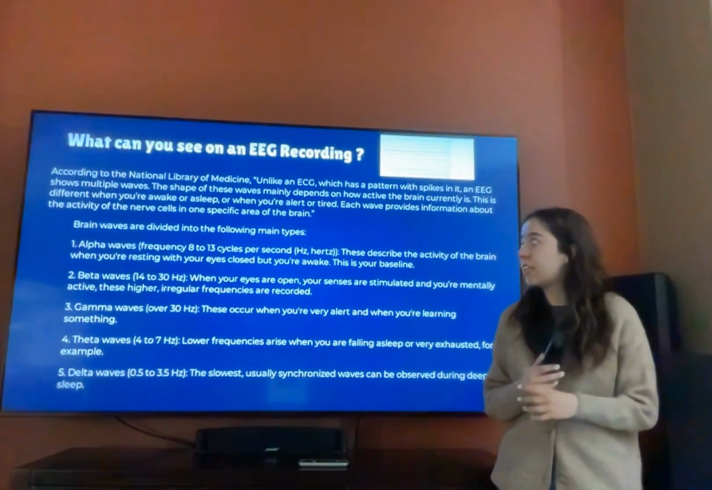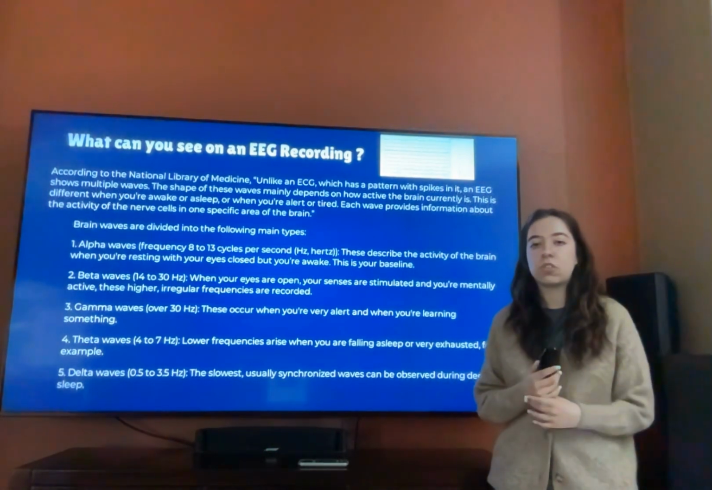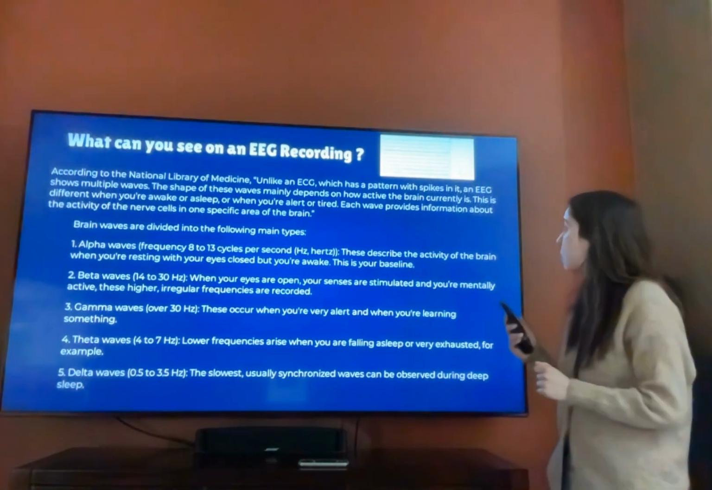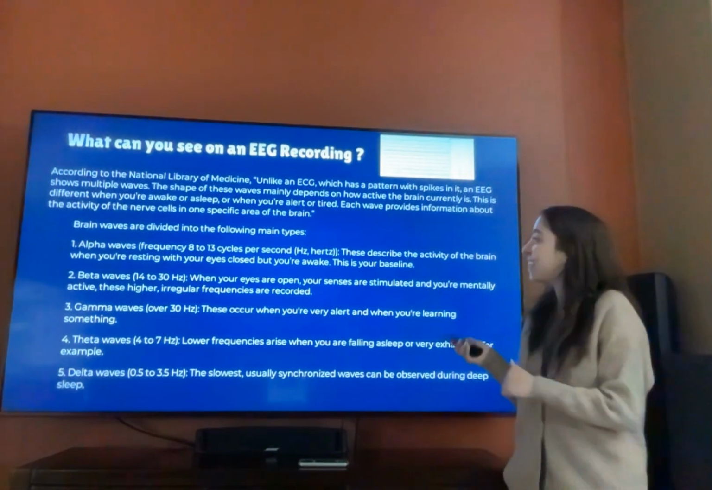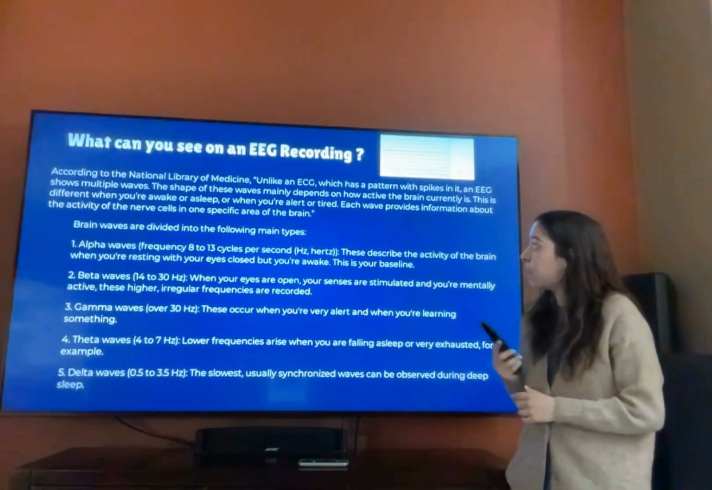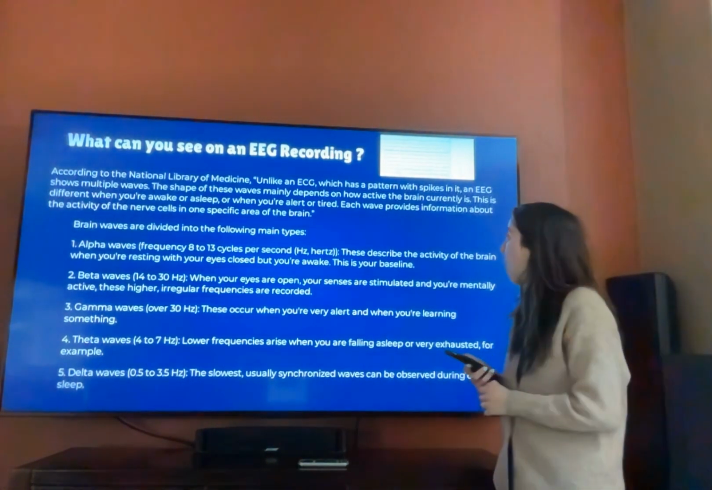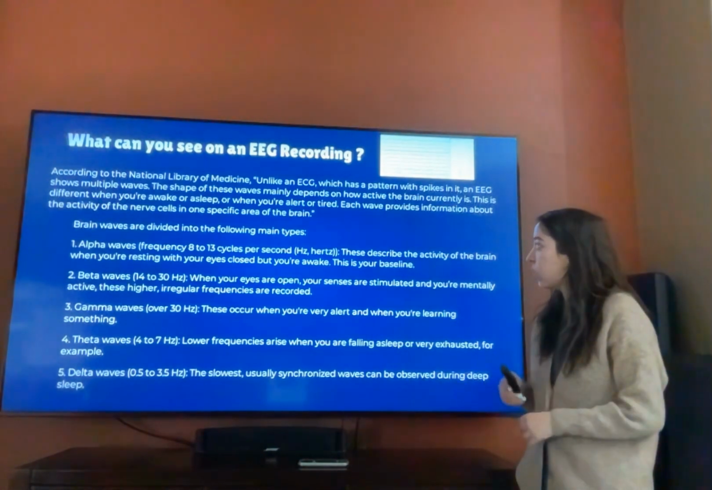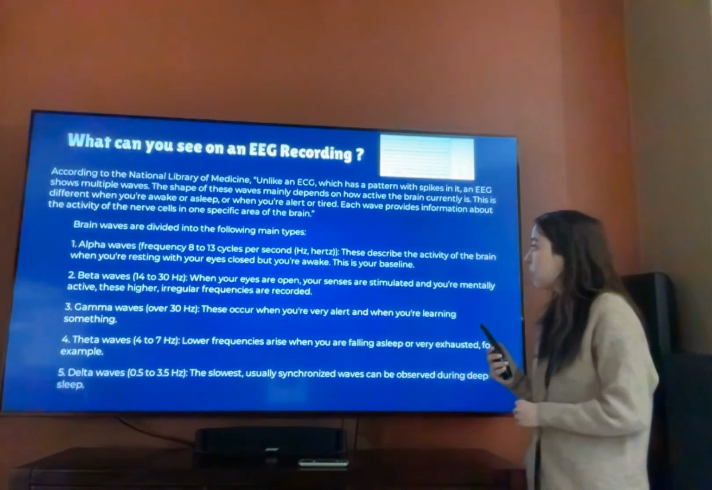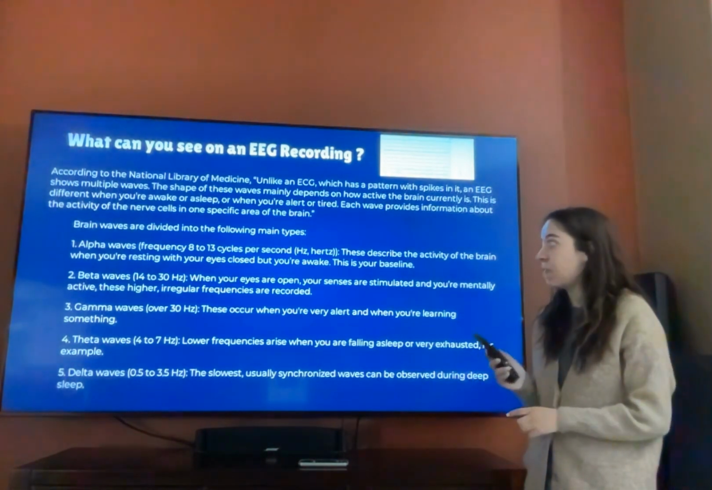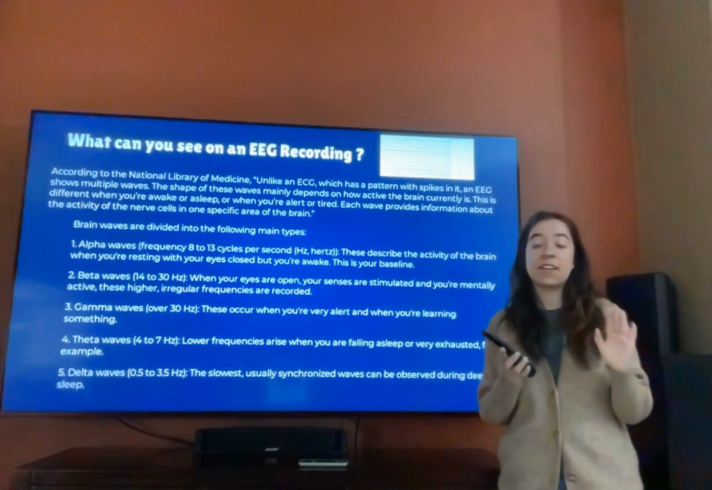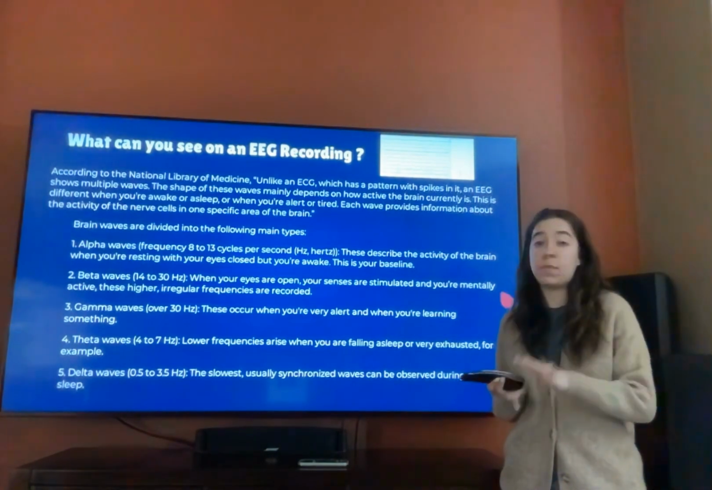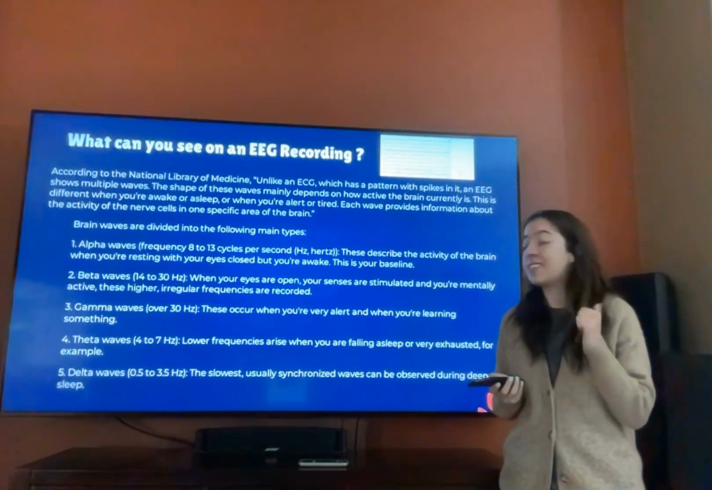What can you see on an EEG recording? According to the National Library of Medicine, quote, unlike an EKG, which has a pattern with spikes in it, an EEG shows multiple waves. The shape of these waves mainly depends on how active the brain currently is. This is different when you're awake or asleep or when you're alert or tired. Each wave provides information about the activity of the nerve cells in one specific area of the brain. So brainwaves are divided into various different waveforms, one being alpha waves, beta waves, gamma waves, theta waves, and delta waves.